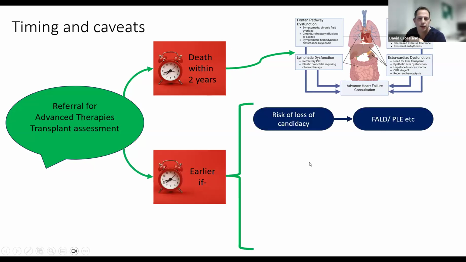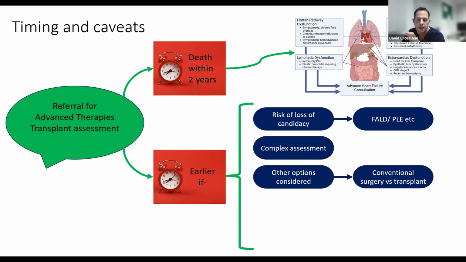The patient should be referred earlier if there's a risk of loss of candidacy, so particularly Fontan-associated liver disease and protein-losing enteropathy can come to the point where the patients become untransplantable, although they are likely to survive for more than 2 years. Particularly with Fontan-associated liver disease, worsening hepatic function might mean that you need to consider heart-liver transplantation, and in the UK it's extremely difficult to deliver that. Assessments might be long and complex, and long and complex assessments obviously need more time, and so early referral is needed. In some patients, you might be considering other options, so particularly AV and VA valve replacement.